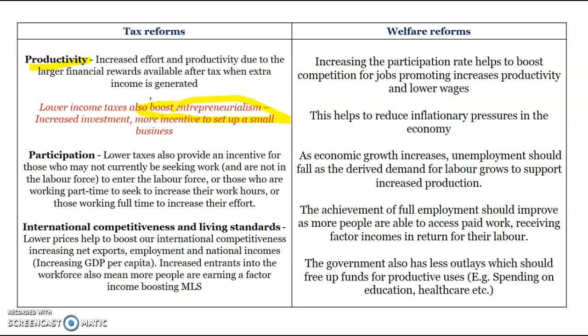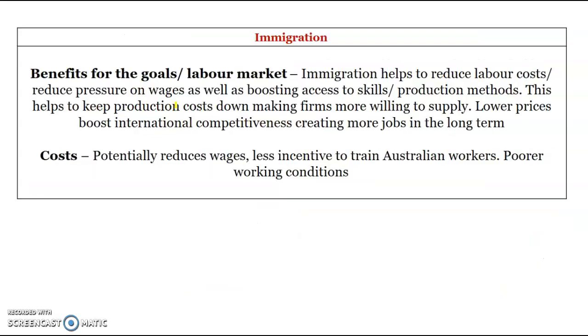In terms of welfare reforms, it's pretty much the same thing. It increases participation rates, gets people actively looking for work. So, for example, the cashless card is trying to get people off drugs and trying to get them actively looking for work. That boosts participation and boosts competition for jobs. And immigration, it's all about boosting the skills of our labour force, getting access to new skills and production methods, keeping costs of production down, making us more internationally competitive.